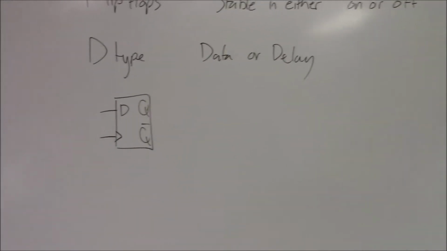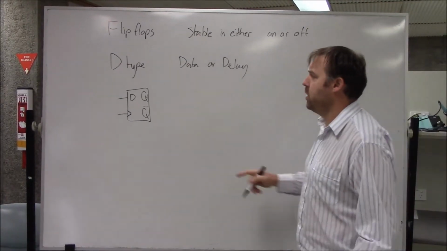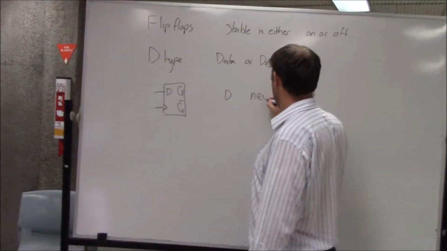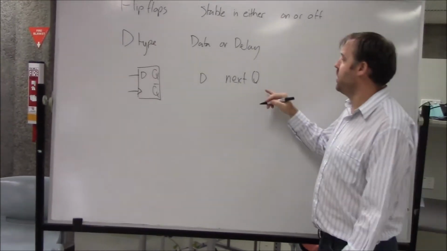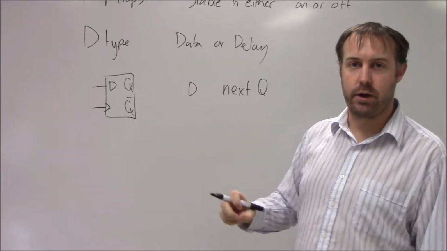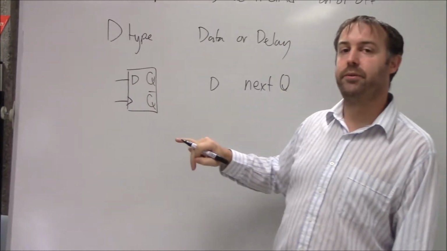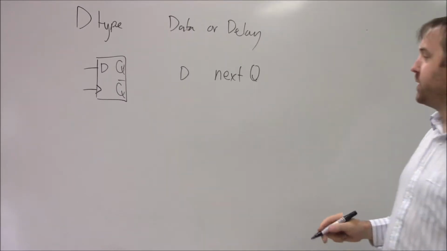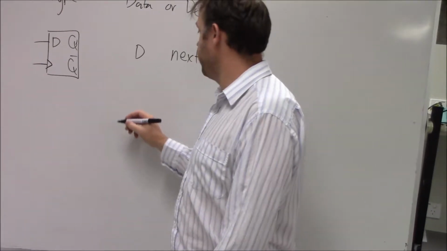Okay, so we've only got the one input now instead of the two, S and R. And you can think of D as the next Q. So what happens is whatever D is, when the clock sees the appropriate clock edge, so rising edge in this case, Q will become whatever D is. Okay, so if D is high, then Q will be high. If D is low, then Q will be low. So let's have a look at the timing diagram of that, and then I'll look at the truth table.